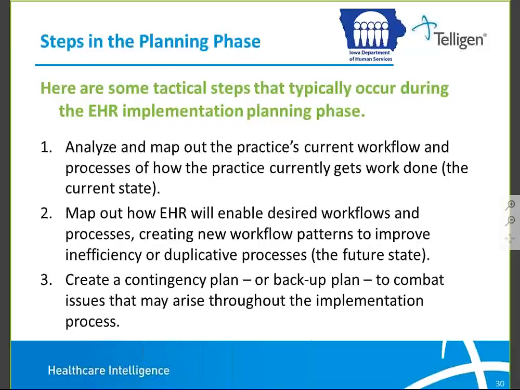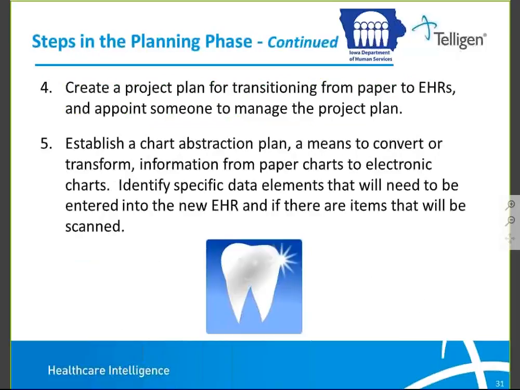Once you finally do get to that decision-making phase, this comes back into play in terms of the future state and getting the workflows mapped out for when that EHR gets implemented. Number 3 here, create a contingency plan or a backup plan to combat issues that may arise throughout the implementation process. Number 4, create a project plan for transitioning from paper to EHRs and appoint someone to manage that project plan.